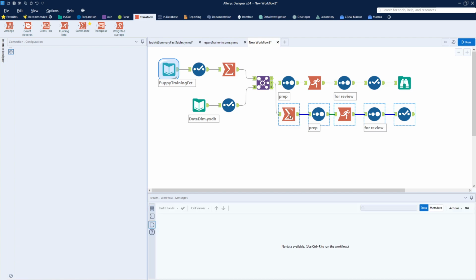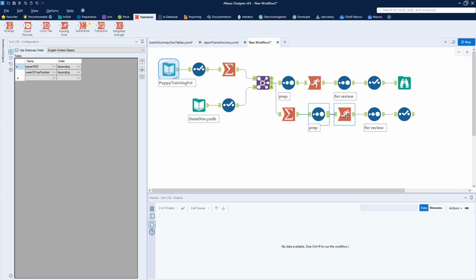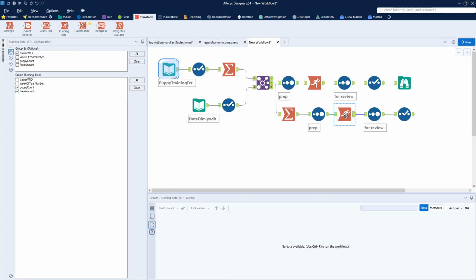Drop that into here. I have my weeks. Now I'm going to do by trainer and calendar date. A week of the year is our summarization level. So now it'll give us the data at the week level. Prep it by sorting it. Run it through my roll-up with the running total, just simply now by trainer, because I don't need to see it broken down. Just want it to be a cumulative over history.